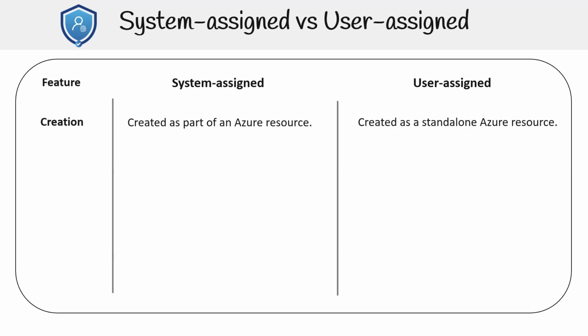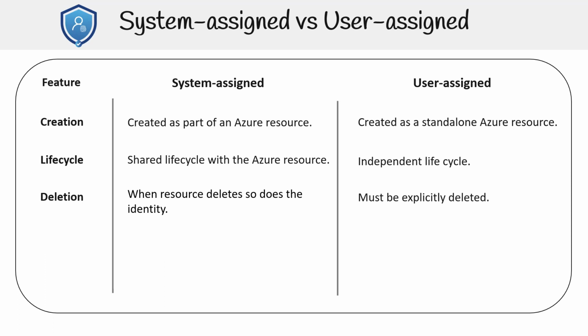Creation. For system-assigned, the identity is created as part of an Azure resource, whereas for user-assigned, the identity is created as a standalone Azure resource. Lifecycle. For system-assigned, the identity shares its lifecycle with the Azure resource it's associated with, while for user-assigned, the identity has an independent lifecycle. Deletion. For system-assigned, when the associated Azure resource is deleted, the identity is also deleted, whereas for user-assigned, the identity must be deleted explicitly.